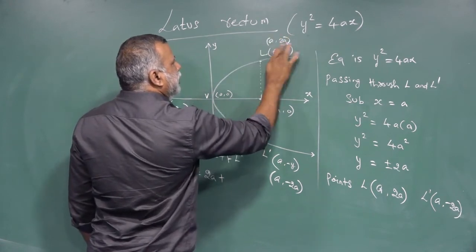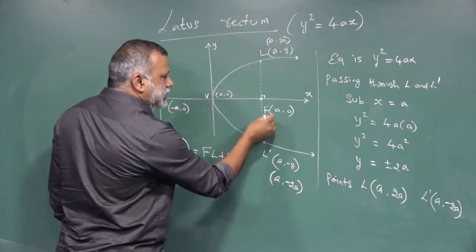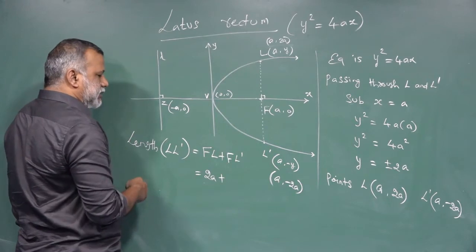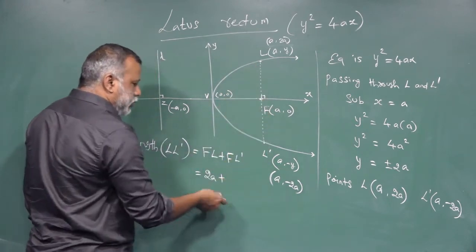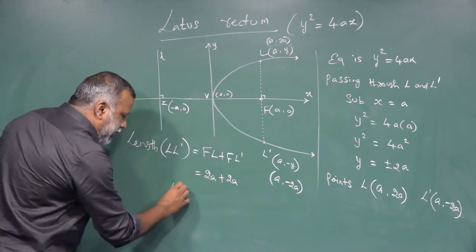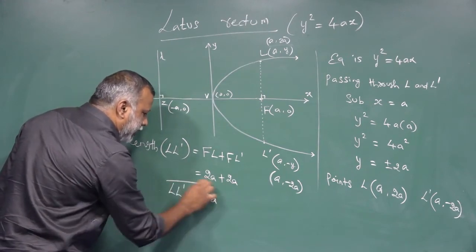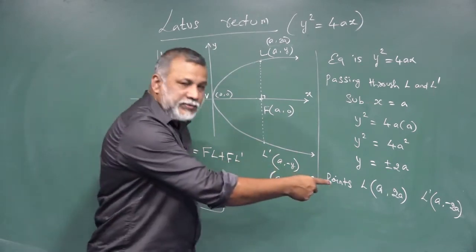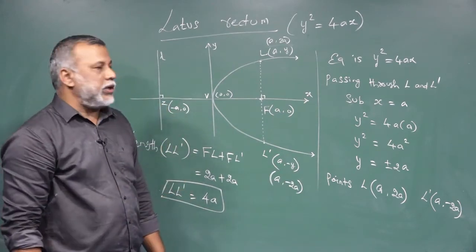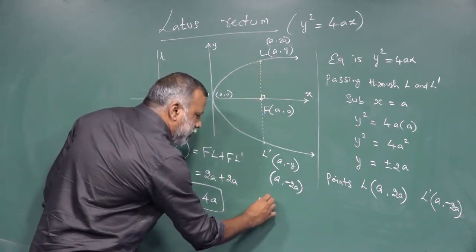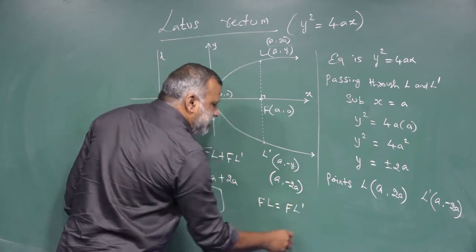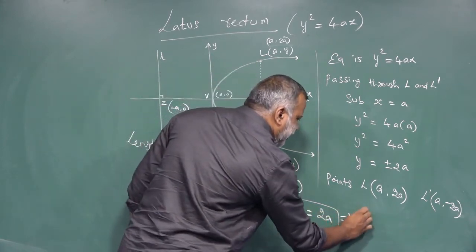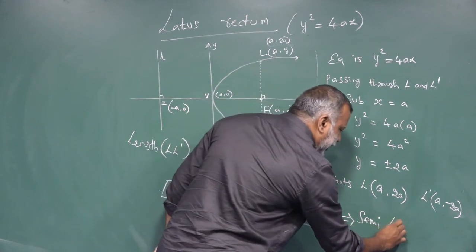After finding the values, we can say like this. L and L dash are called endpoints. From L to L dash, the total length is called the length of the latus rectum. I can split it as FL plus FL dash, so 2a and again 2a. Therefore L L dash equal to 4a. This is the length of the latus rectum. Here FL equal to FL dash equal to 2a, which is called the semi-latus rectum.